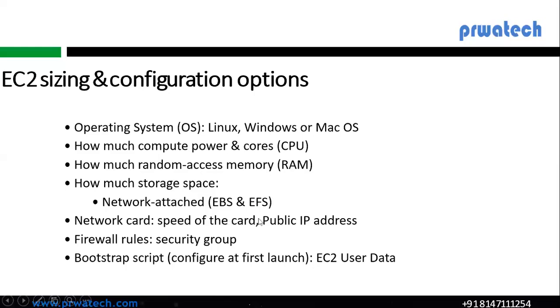And next, you can attach a public IP address also. By default, it will accept. Also you can configure the security groups. You have to configure that. And next, this one is optional: if you want to configure a bootstrap script at first launch, that is EC2 user data. We will see what EC2 user data is later.